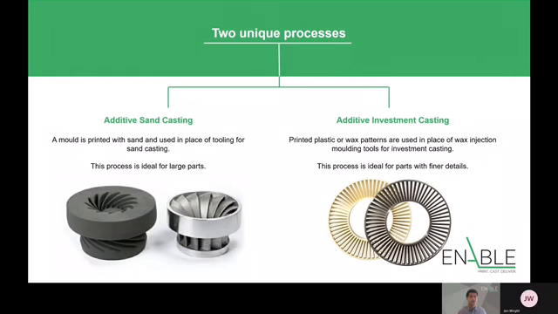Additive casting comprises two unique processes. With additive sand casting, we use 3D printed sand molds to supplement the sand casting process. These 3D printed molds are negative impressions of the part, which metal can be poured directly into. With additive investment casting, on the other hand, we use 3D printed plastic or wax investment patterns. These are assembled onto an investment casting tree, shelled with ceramic and fired, leaving behind a negative cavity that metal can be poured directly into.